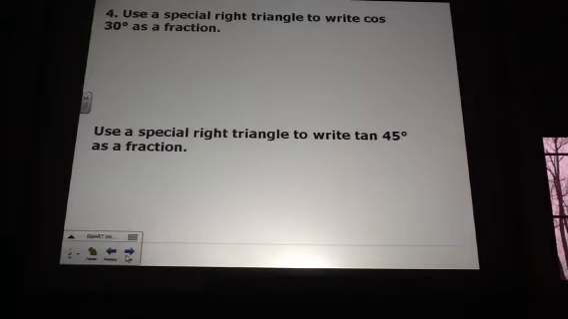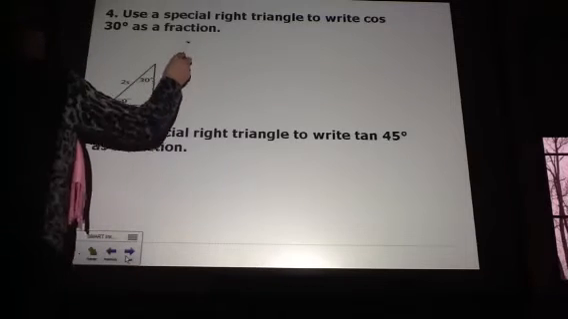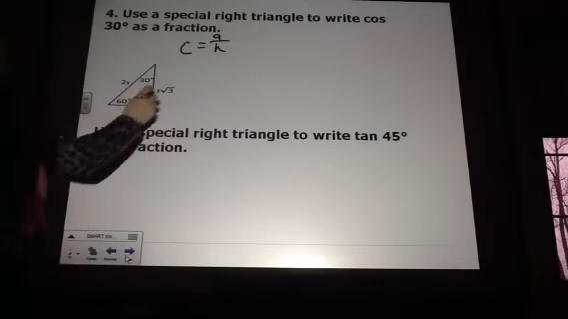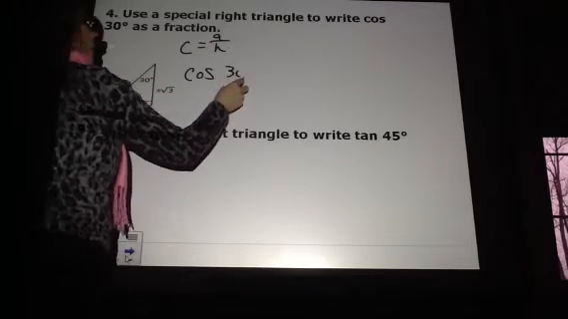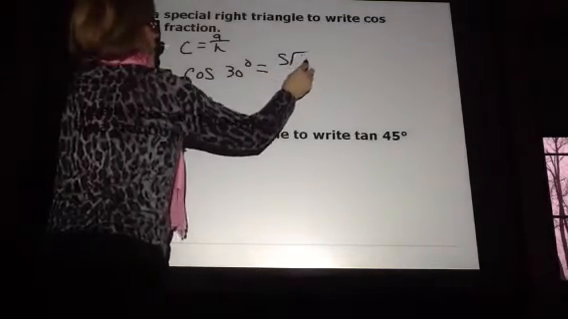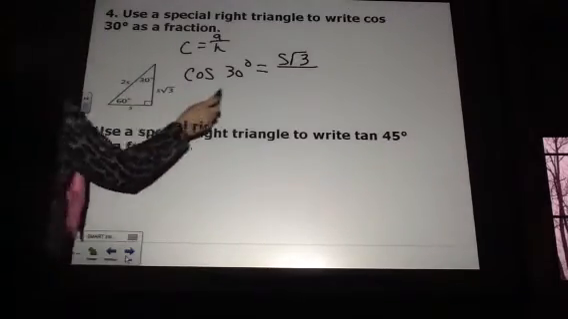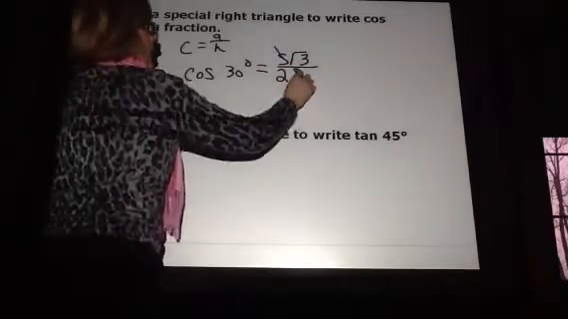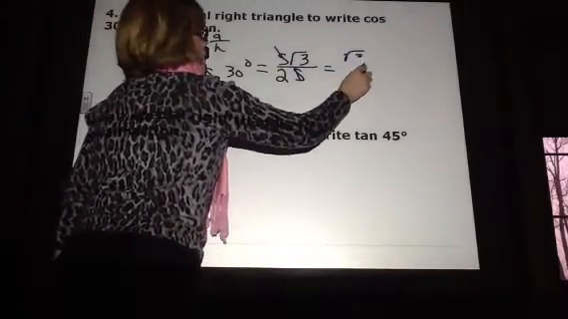Okay, use a special right triangle to write cosine of 30 degrees as a fraction. Okay, so remember our 30-60-90? We want to find the cosine of 30. All right, so remember cosine is adjacent over hypotenuse. So the cosine of 30 degrees is going to be adjacent, which is s square root of 3, over hypotenuse, which is 2s. Simplify. I can cancel out those s's, so I have the square root of 3 over 2.